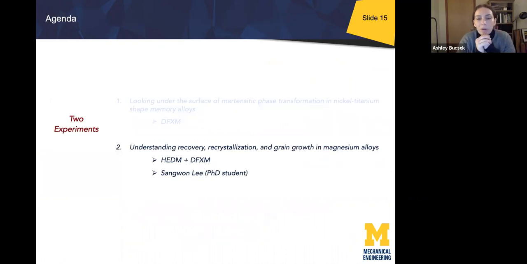So now I want to talk about a different project. This is annealing, recovery, recrystallization, and grain growth in magnesium alloys. And this is my student Sangwon Lee's work that I'm presenting.